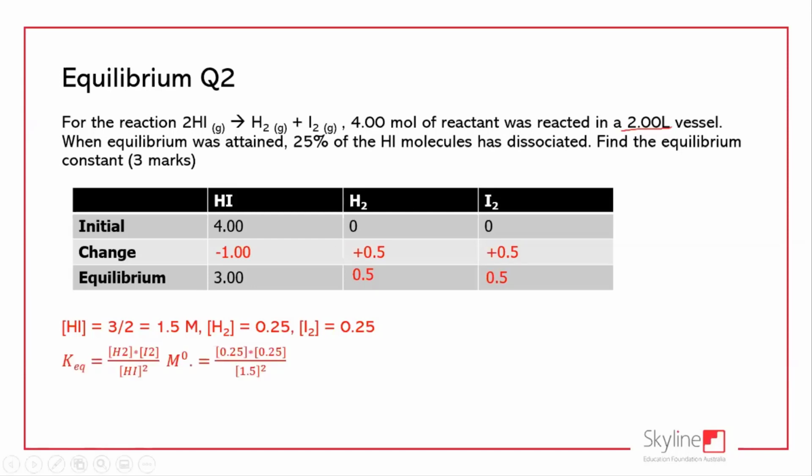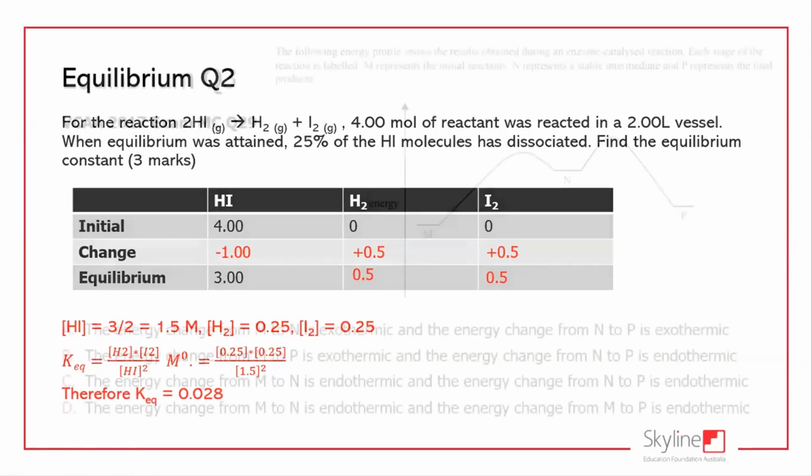KEQ equation, and the thing to note here is that there's 1 molar there, 1 molar there, and then this is to the power of 2. Therefore, our 1 times 1 divided by 2 gives us M to the power of 0, which means we don't have to put a unit there. I would always just put M to the power of 0. M to the power of 0 equals 1, so that's either or. But therefore, our total KEQ value is 0.028.